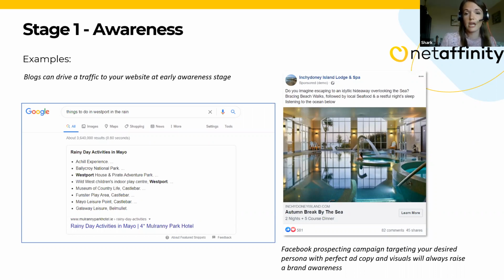So really at this stage, be mindful about the ad copy that you are using. Don't use a sales message at this stage. Also be mindful about the images that you are using. And of course, make sure that you are targeting the audience that you really would like to, and that you have a research process in place about your audience.